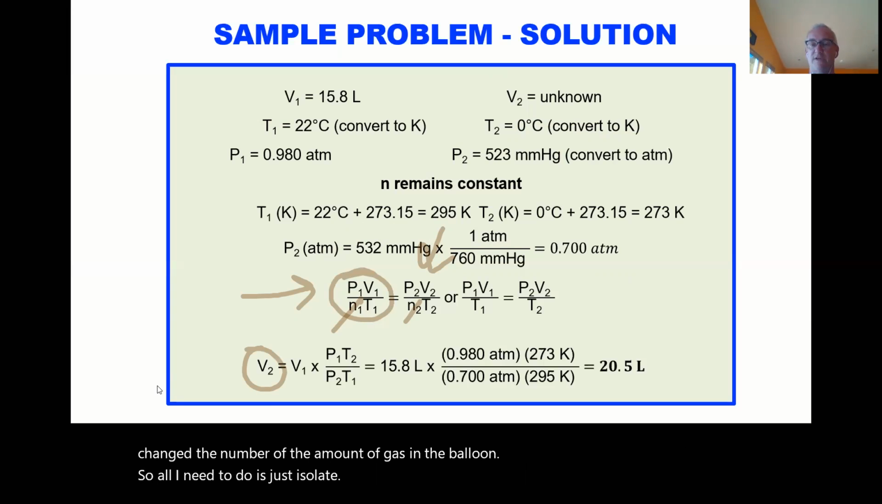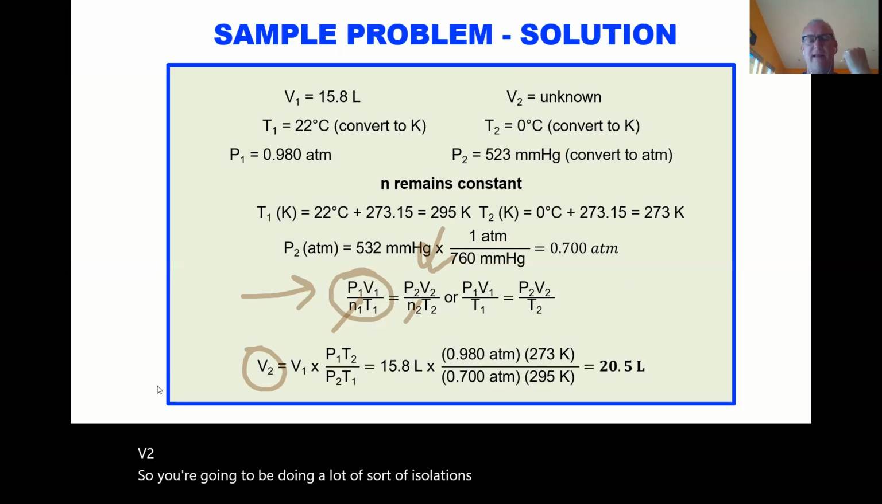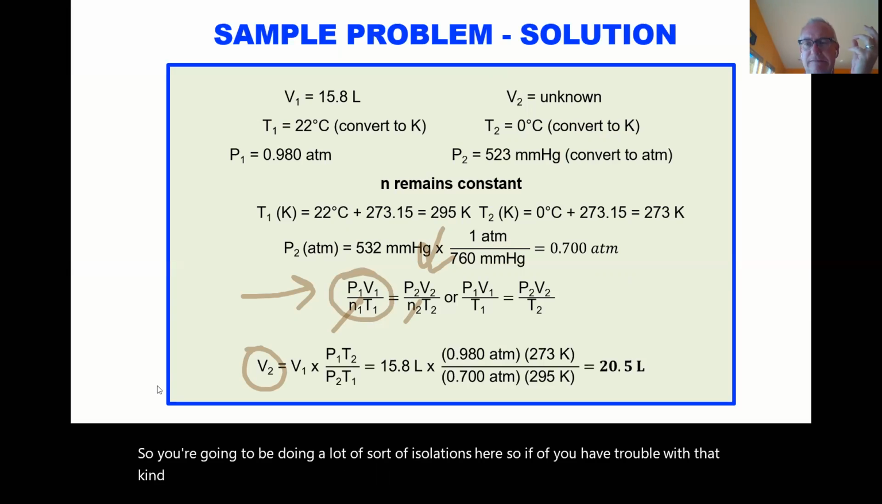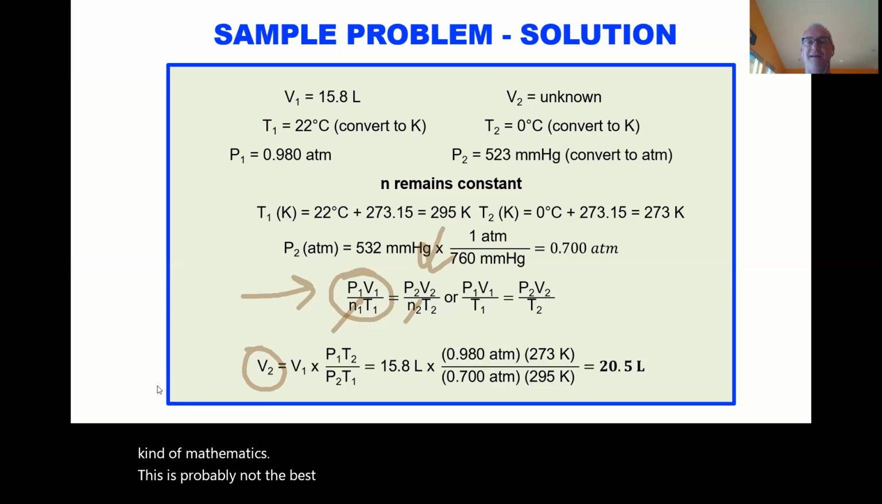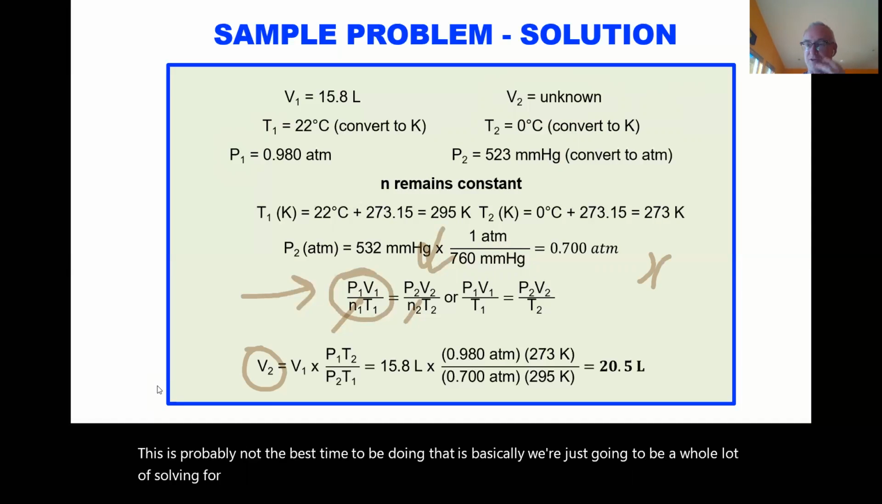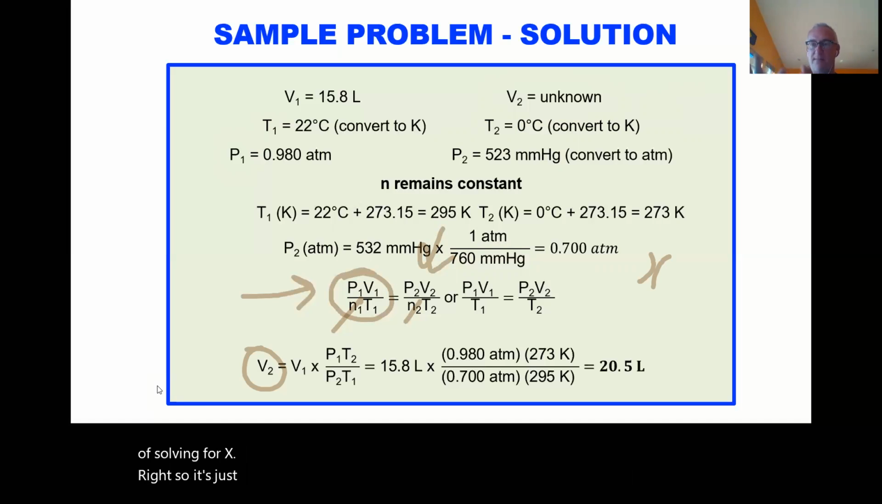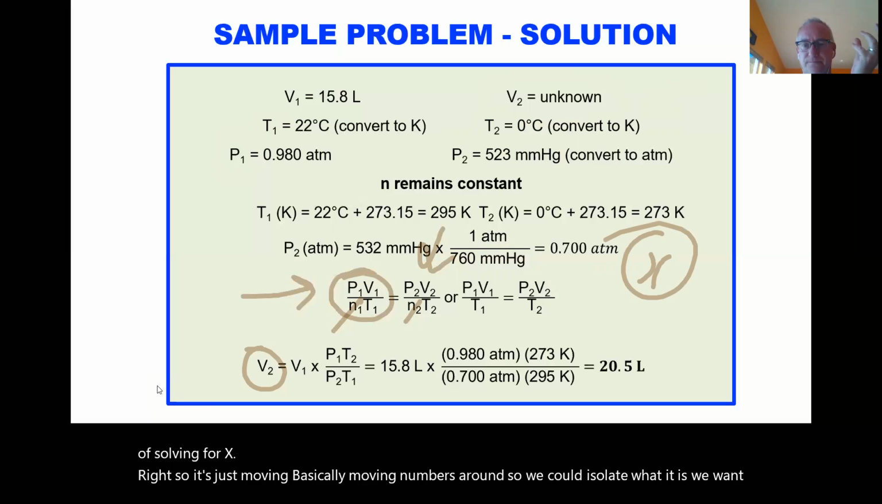So all I need to do is just isolate V2. You're going to be doing a lot of isolations here. So if any of you have trouble with that kind of mathematics, this is probably not the best time to be doing that, because basically we're going to be doing a whole lot of solving for X, right? It's just moving numbers around so we can isolate what it is we want to solve for.